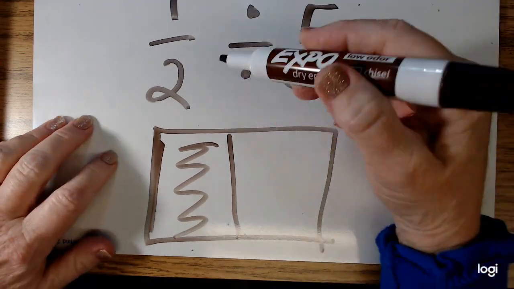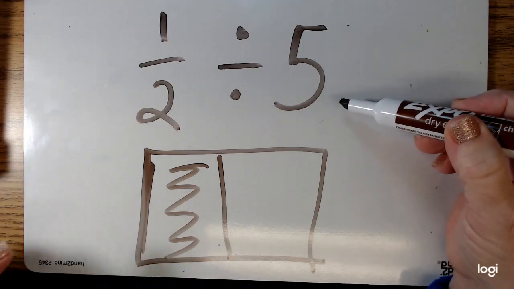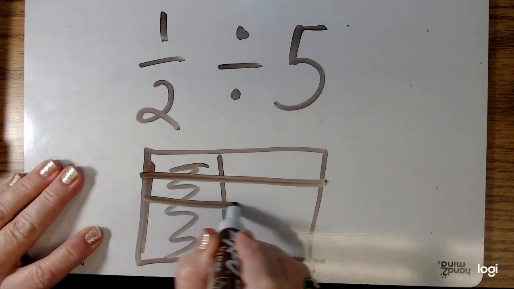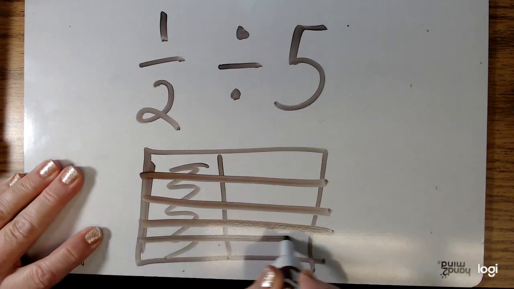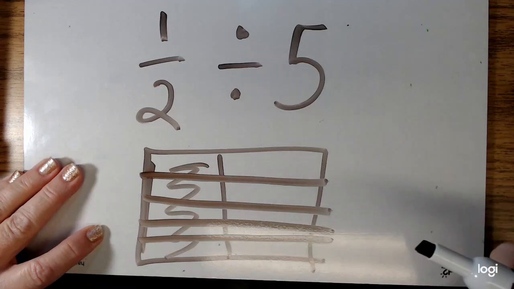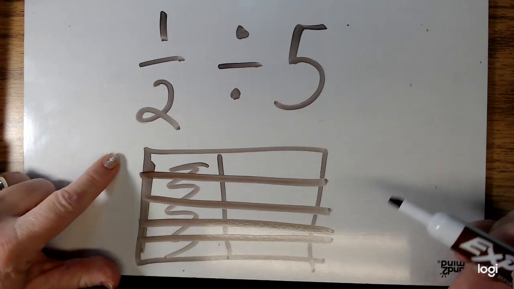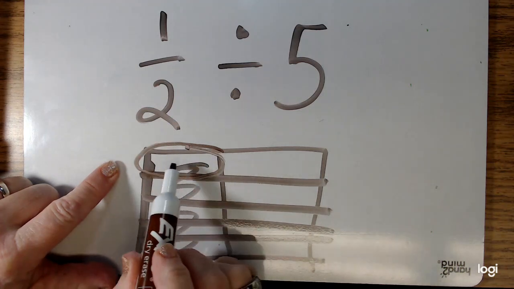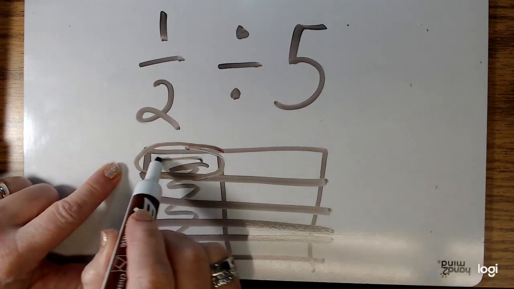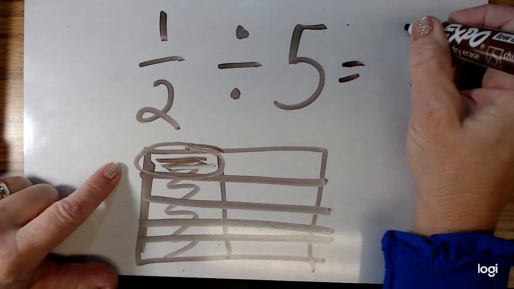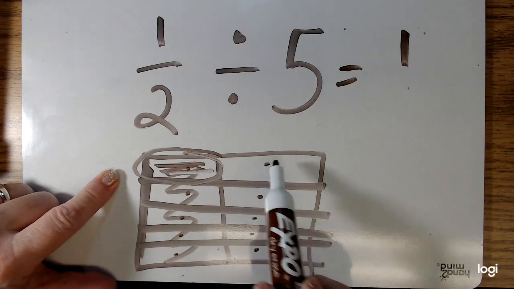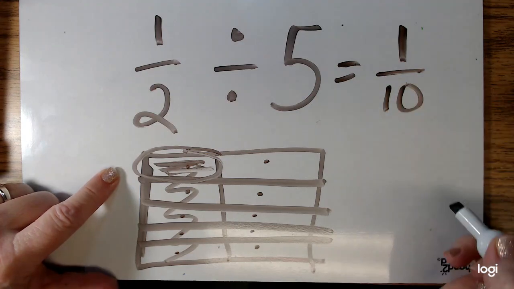Then we had to take that 1/2 and divide it into 5 pieces. So we cut across here, and we did 1, 2, 3, 4, and 5. So we have 5 sections. We looked at the top row and circled the one that we colored in. We colored one box. So our answer would have been 1 out of how many boxes in all? 1, 2, 3, 4, 5, 6, 7, 8, 9, 10. And our answer is 1/10.